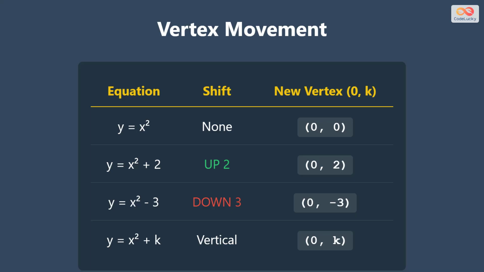One of the most important skills is identifying the new vertex just by looking at the equation. For the parent function, the vertex is 0, 0. If we have x squared plus 2, the vertex becomes 0, 2. If we have x squared minus 3, the vertex becomes 0, negative 3. Generally speaking, for y equals x squared plus k, the vertex is always at 0, k.